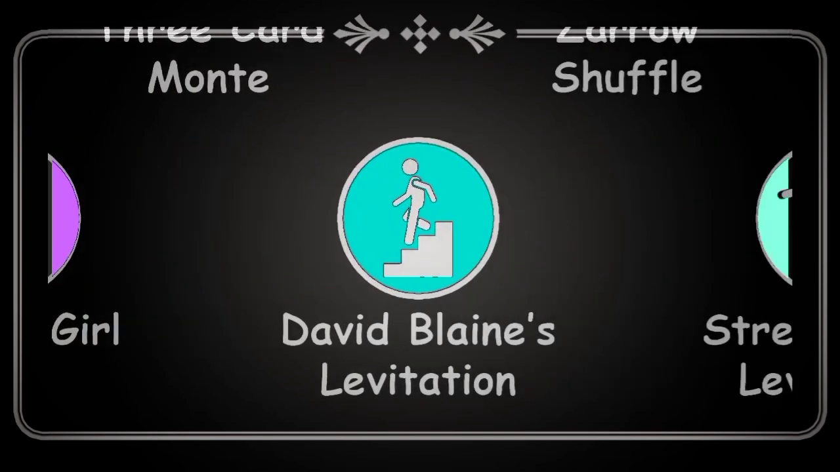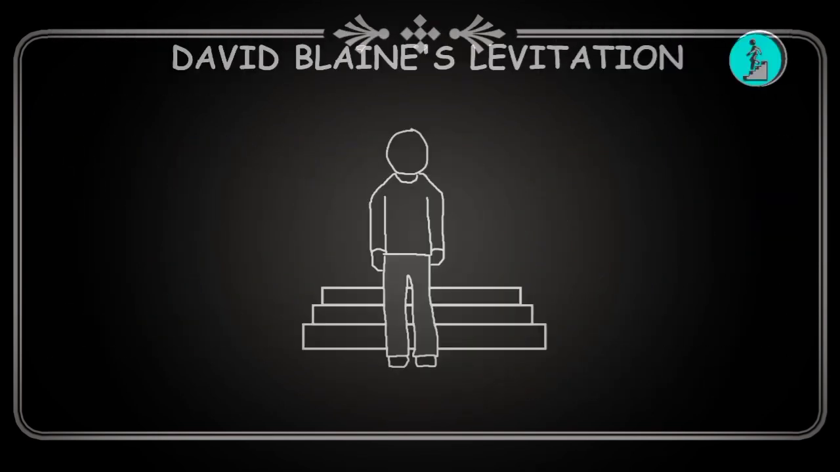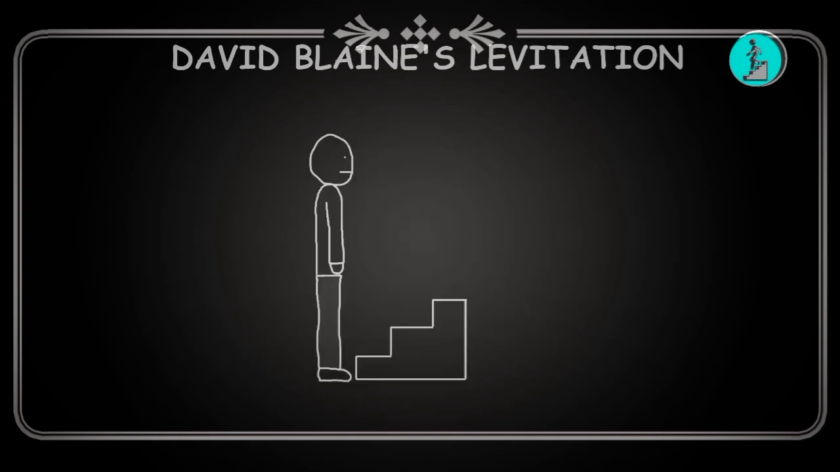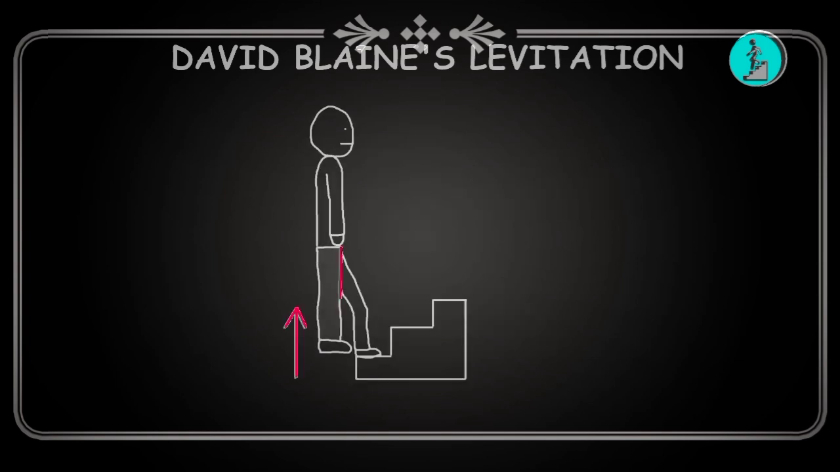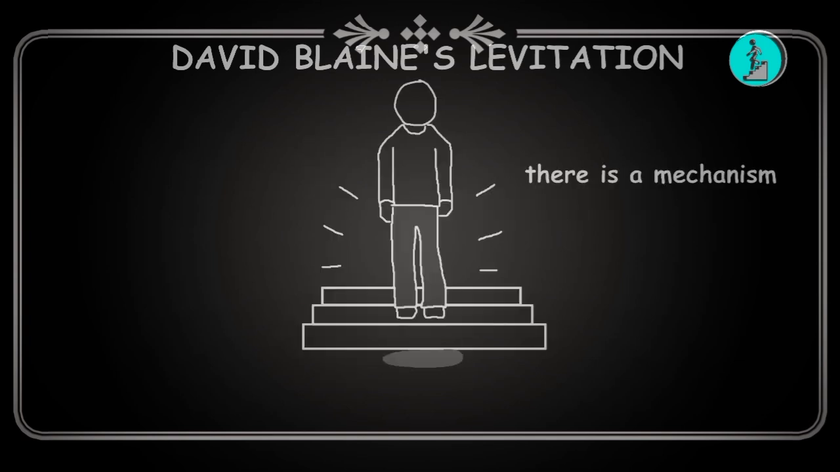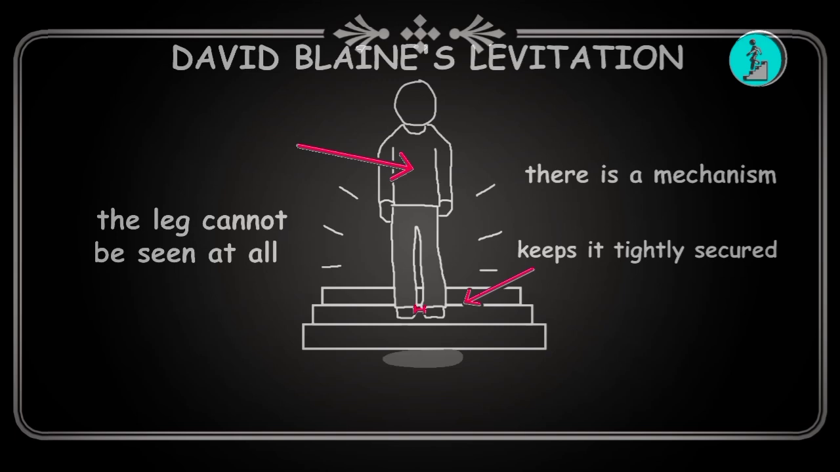David Blaine's levitation. The magician appears to levitate in front of a staircase. His pants and shoes are actually cut so that he can just get his leg out and step in the stairs to pretend to levitate. To prevent the shoe from dangling, there is a mechanism that keeps it tightly secured. His back is turned to the audience, so the leg cannot be seen at all.